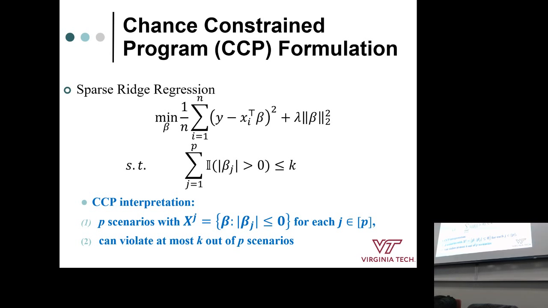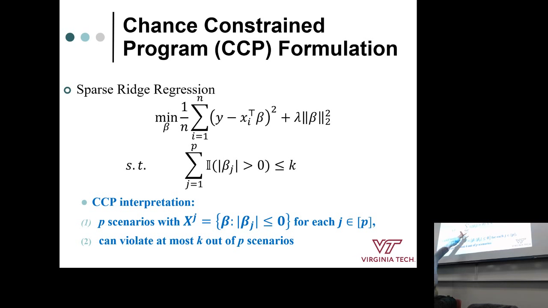So this becomes a chance constraint problem. This is essentially a chance constraint formulation, and each one has a scenario. You have p scenarios, and each scenario has an equal probability of one over p. The risk parameter is k over p, so we can scale by a factor of p, and this becomes this kind of constraint. But still, it's non-convex.